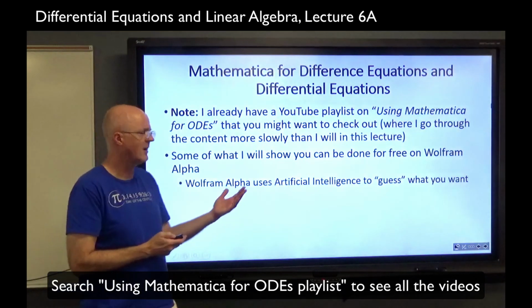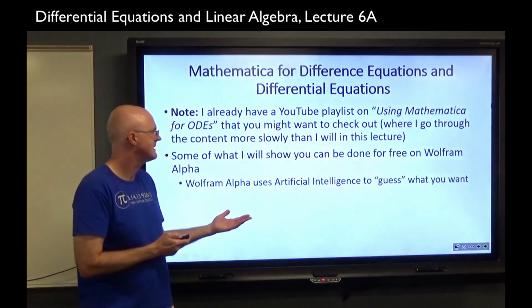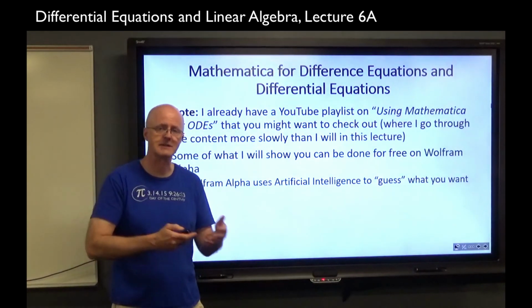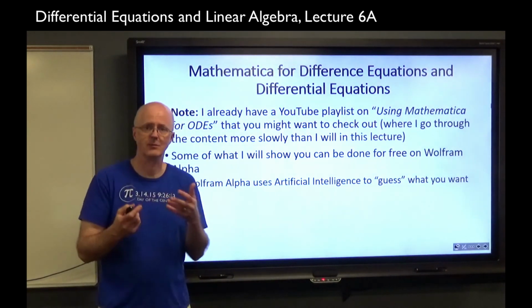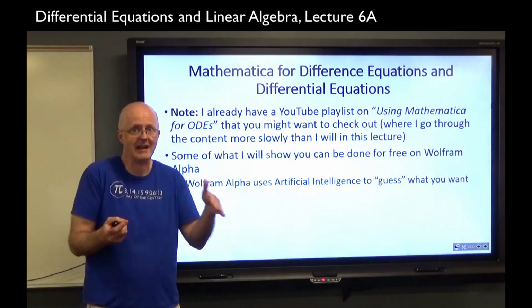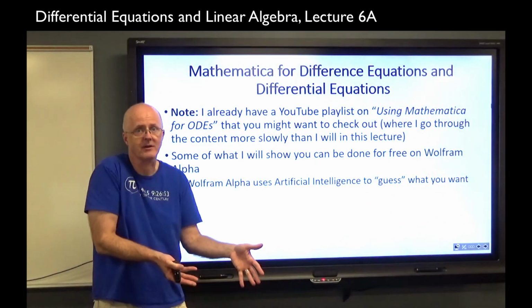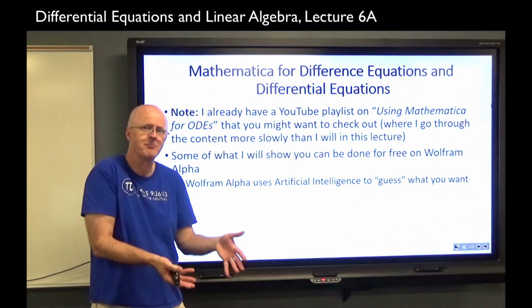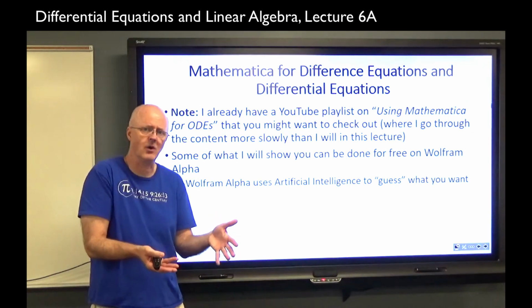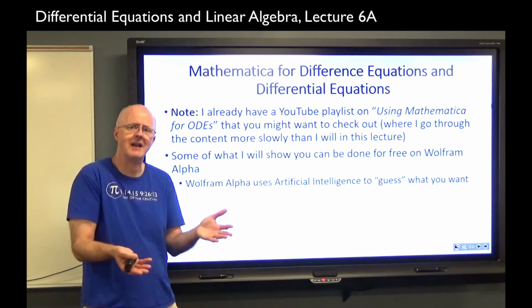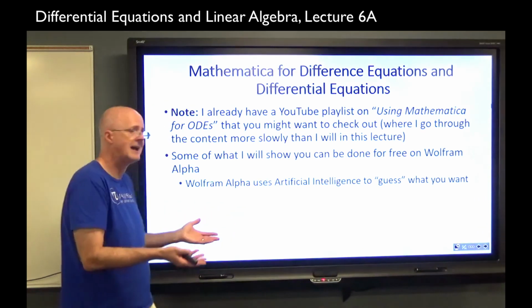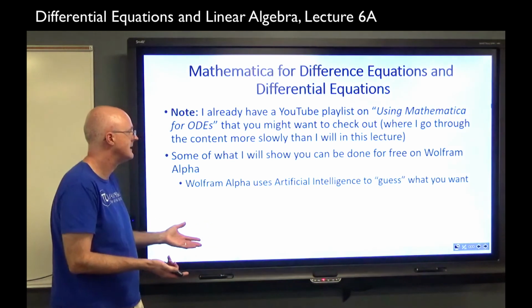Just like I said, Wolfram Alpha is something you can use for free. It uses artificial intelligence to guess what you want. So for example, if you want to plot x squared, in Wolfram Alpha, you can just type plot x squared and it will give you a graph of x squared and some other stuff. But it may not be on the window that you want, the plotting window, and it might not look as nice as you might hope, like the axes might not be labeled the way you want.